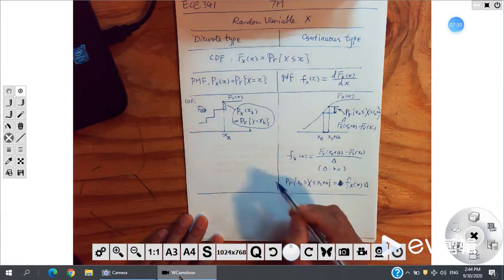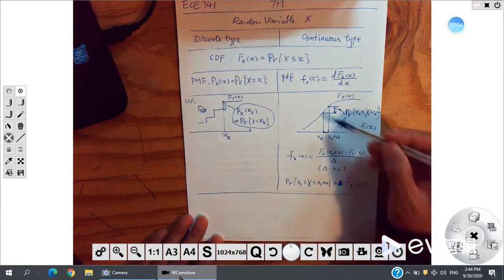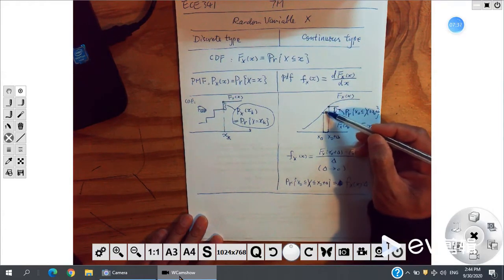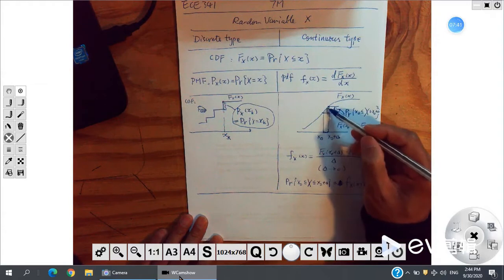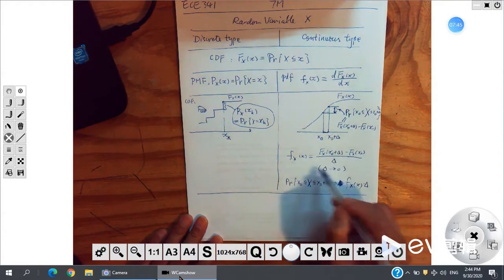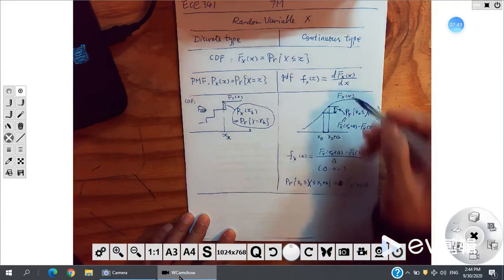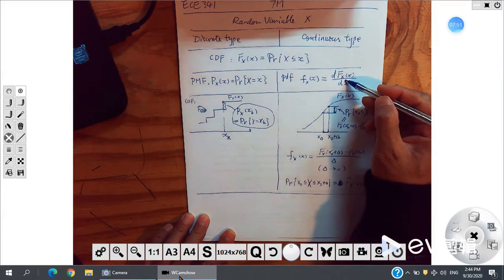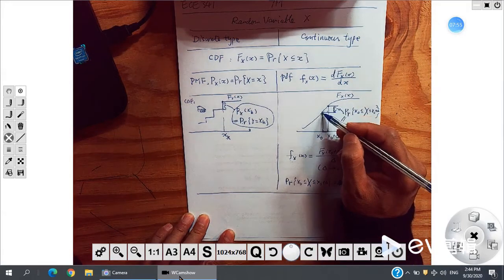Here the probability is just this value. Here the probability is also this value. And in the continuous case, you can have the density function by this one. You take the limit, which is just the derivative. The derivative gives you the slope of this kind of ramp, right?